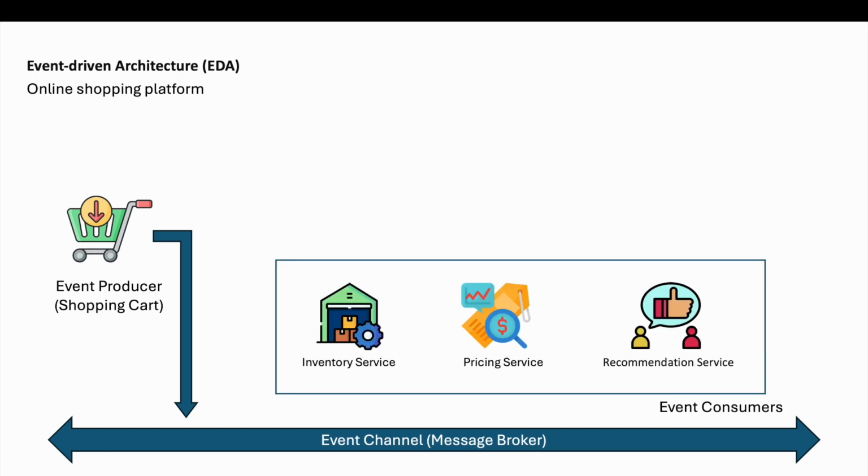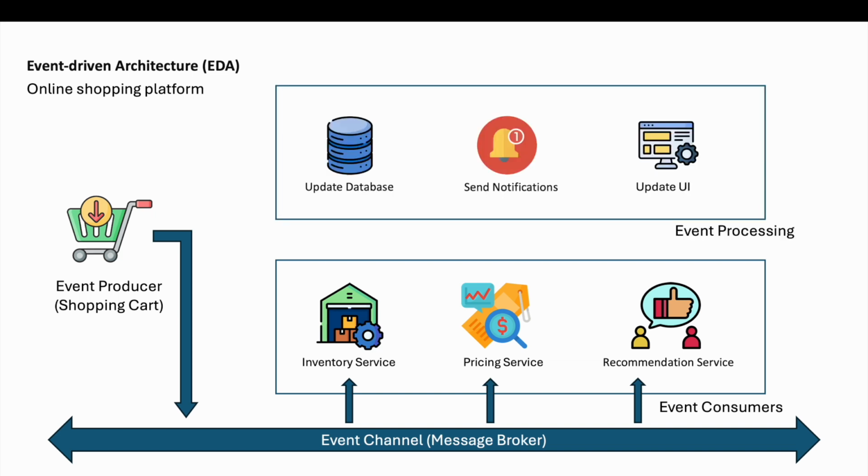Then we have event consumers. Multiple services listen to the cart update event. The inventory service checks if items are in stock. The pricing service calculates the total cost. The recommendation service updates the user recommendations.